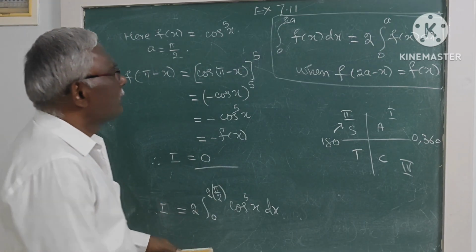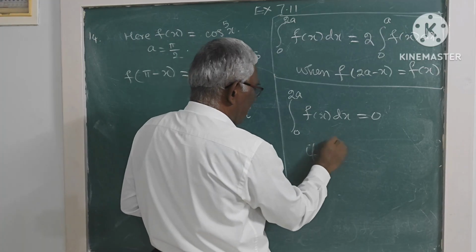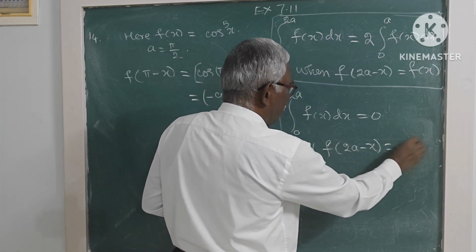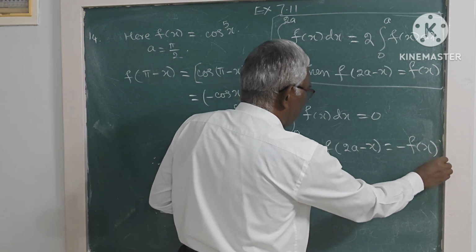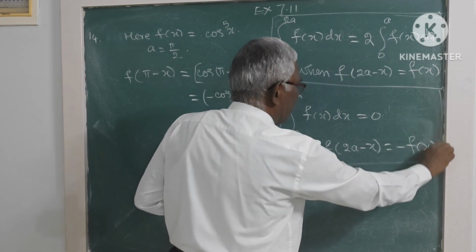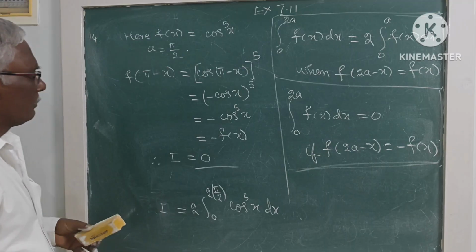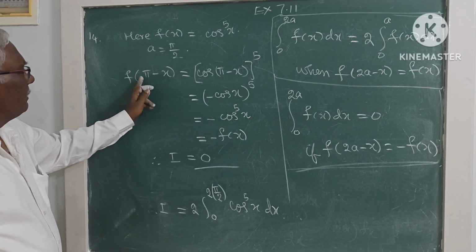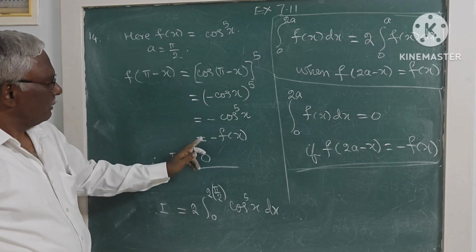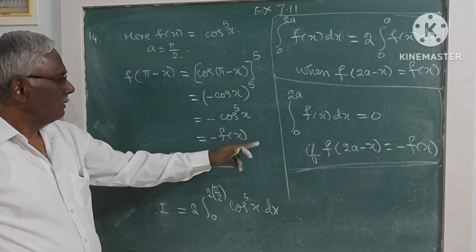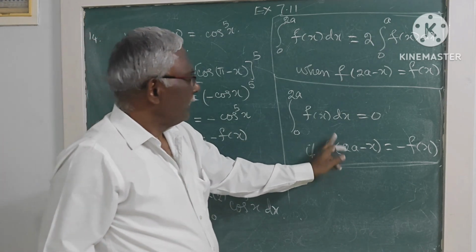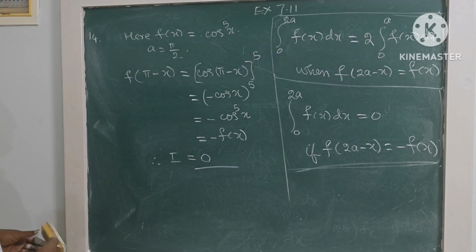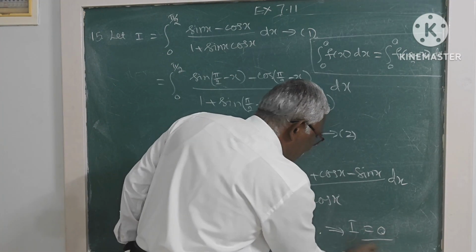Why 0? If f of 2a minus x is equal to minus f of x. Here a is pi by 2, 2a is pi, so f of 2a minus x is equal to minus f of x is coming. So this condition is satisfied, so the value of this integral is 0. So this is the answer.